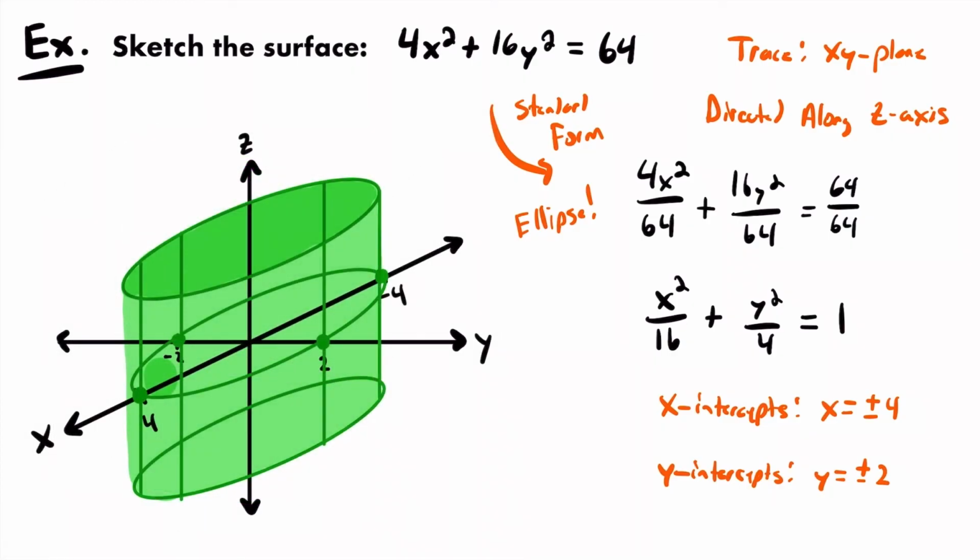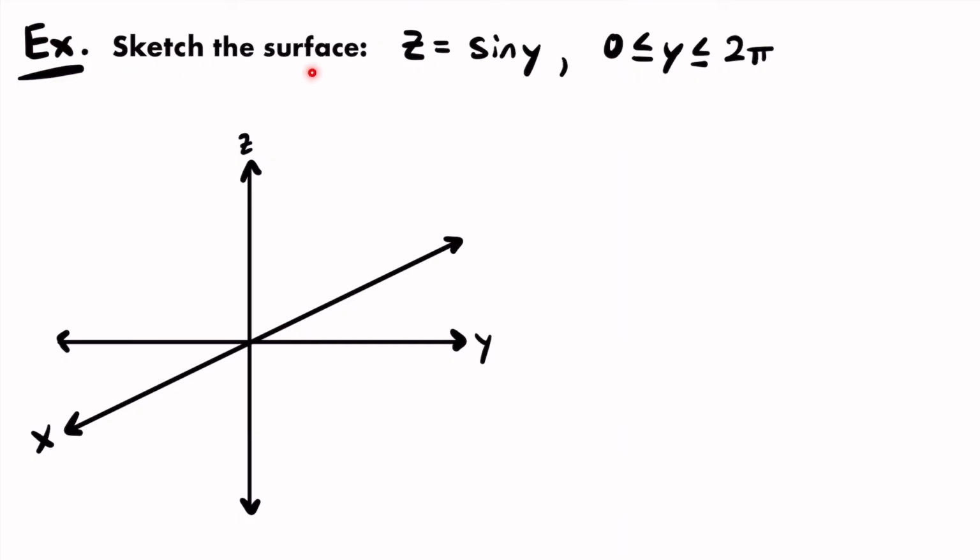Okay, but with that, that is it for this example. Let's take a look at one more. Let's sketch one more cylinder in 3D space. Here we want to sketch the surface represented by this equation. We have z equals sine of y, where y is between 0 and 2 pi, or it's greater than or equal to 0 and less than or equal to 2 pi.